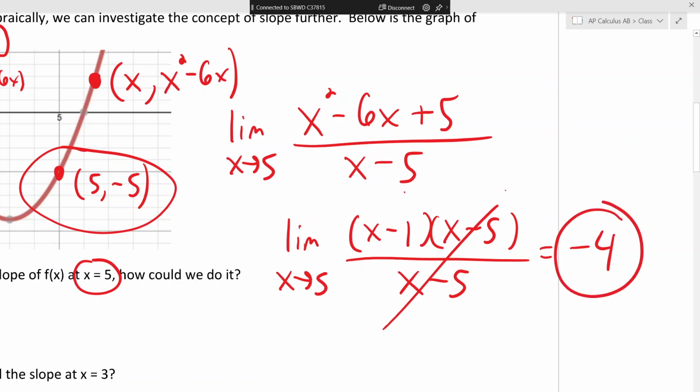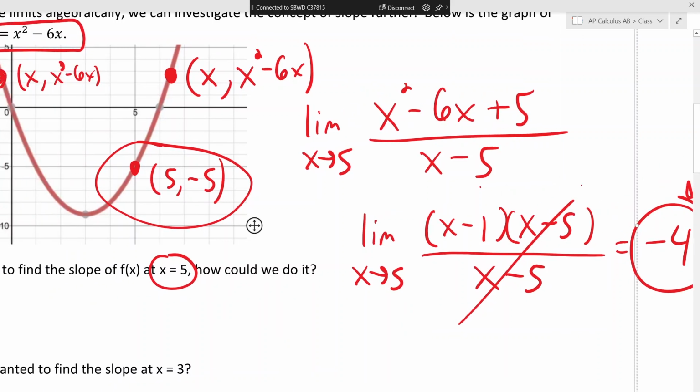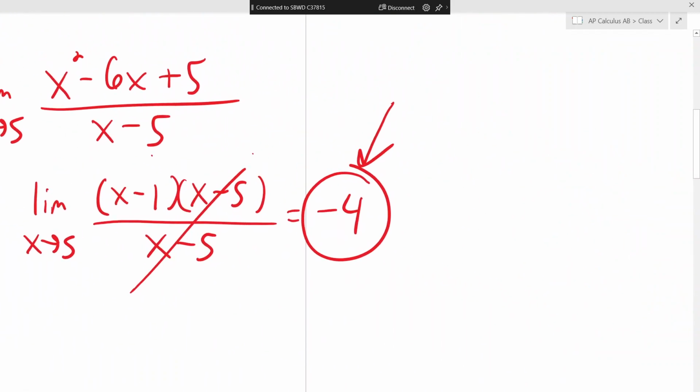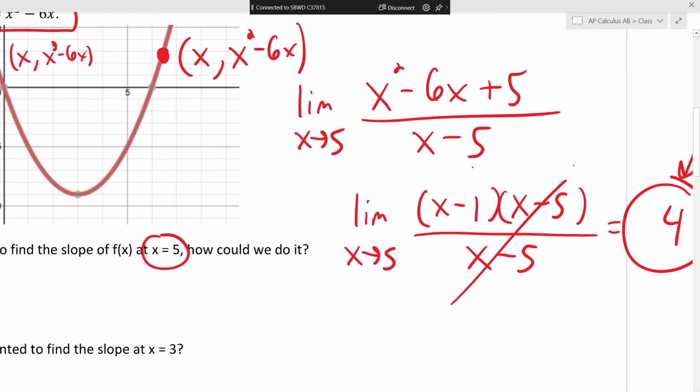What does that 4 mean? Yeah, the slope at 5 is not negative 4. Why did I say that? It's positive. We all know that. Positive 4. Y'all okay? 5 minus 1 is 4, not negative 4. I was thinking ahead of my next question.